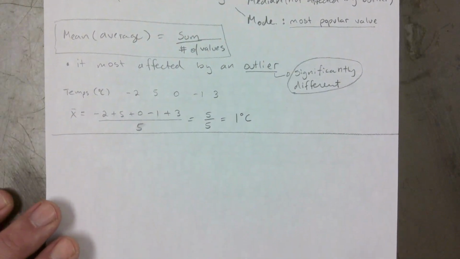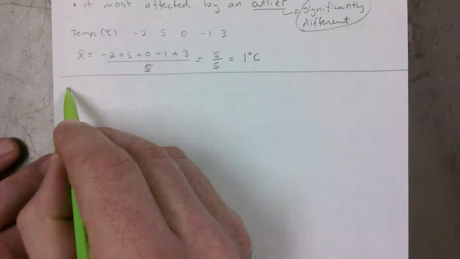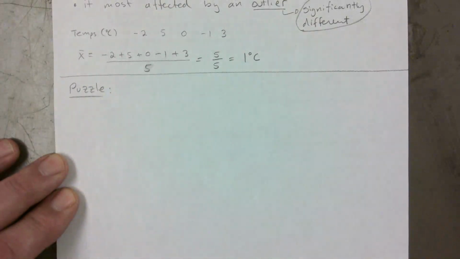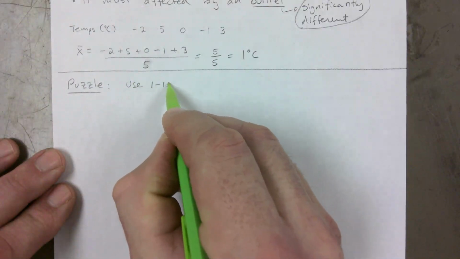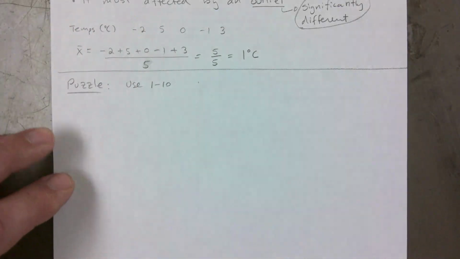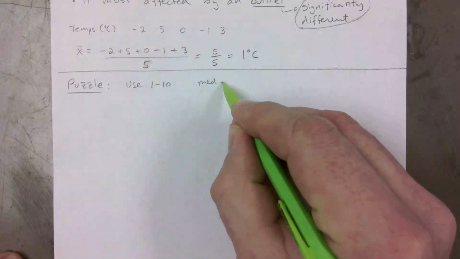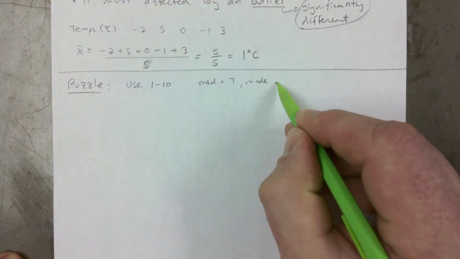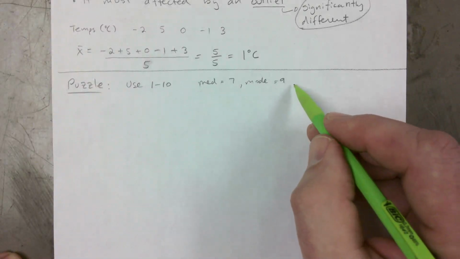Then we talked about trimmed mean. Maybe I should do a puzzle real quick here. Puzzle, if it ever comes your way, you know it. So let's say you can only use numbers 1 to 10, and you have a median. I will pause this a bit after. Let's say our median is supposed to be 7, our mode is 9, and our average is 6.